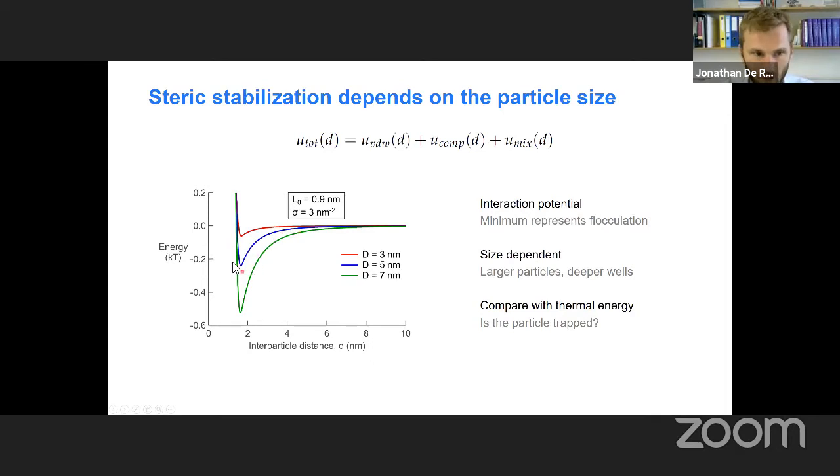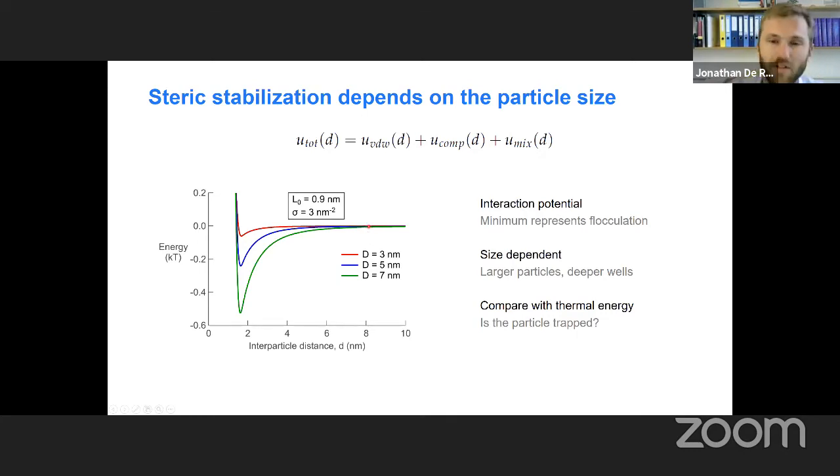With a 5 nanometer particle, it becomes deeper, and with the 7, it becomes pretty deep. And so this classical colloid theory predicts that 7 nanometer particles with this particular ligand length will precipitate, because they will find their thermodynamic minimum close to each other, and they don't want to be far from each other.